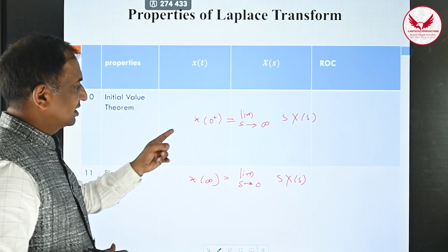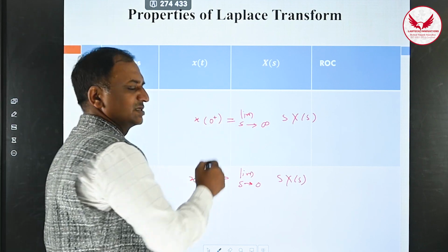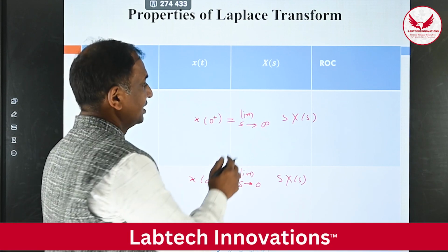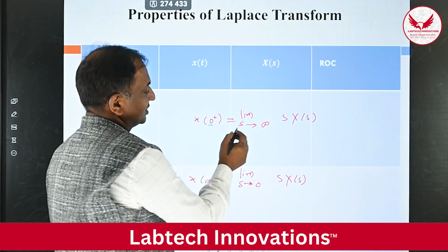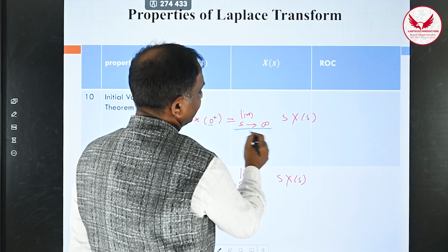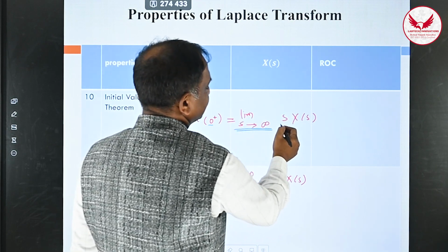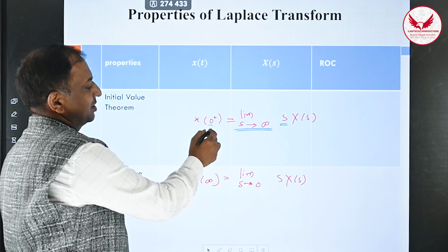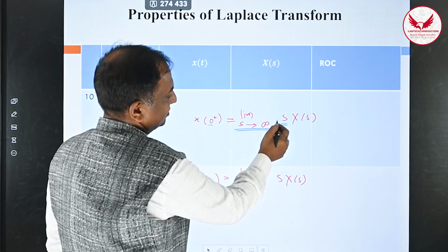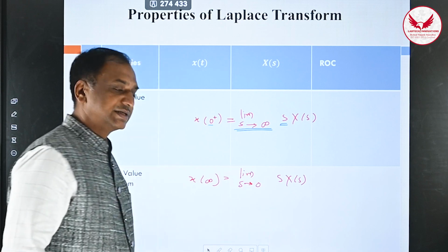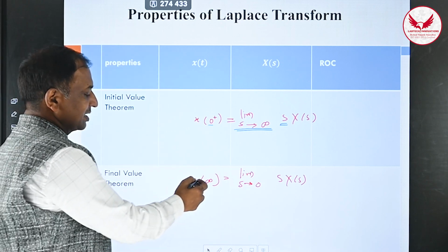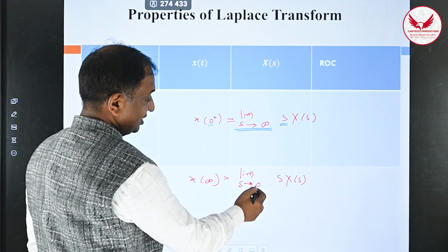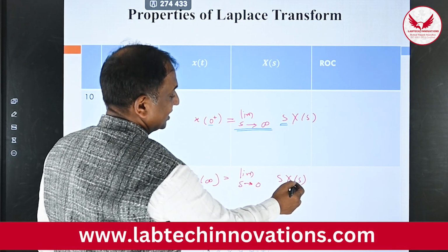The initial value theorem is given by x of 0 plus. 0 plus means the value of the signal just after time t equal to 0. This is equal to the limit s tends to infinity of s into x of s. So the initial value theorem: x of 0 plus is equal to limit s tends to infinity, s into x of s. Similarly, the final value theorem is given by x of infinity is equal to limit s tends to 0, s into x of s.